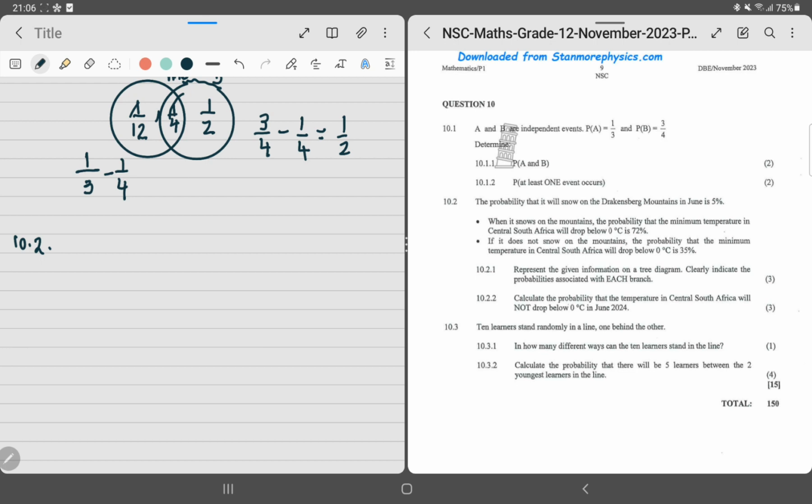The probability that it will snow on Drakensberg Mountain is 5%. When it snows on the mountains, the probability that the minimum temperature in central South Africa will drop below 0 is 72%. If it does not snow on the mountains, the probability that the minimum temperature in central South Africa will drop below 0 is 35%. Clearly indicate the probabilities associated with each branch by drawing a tree diagram.